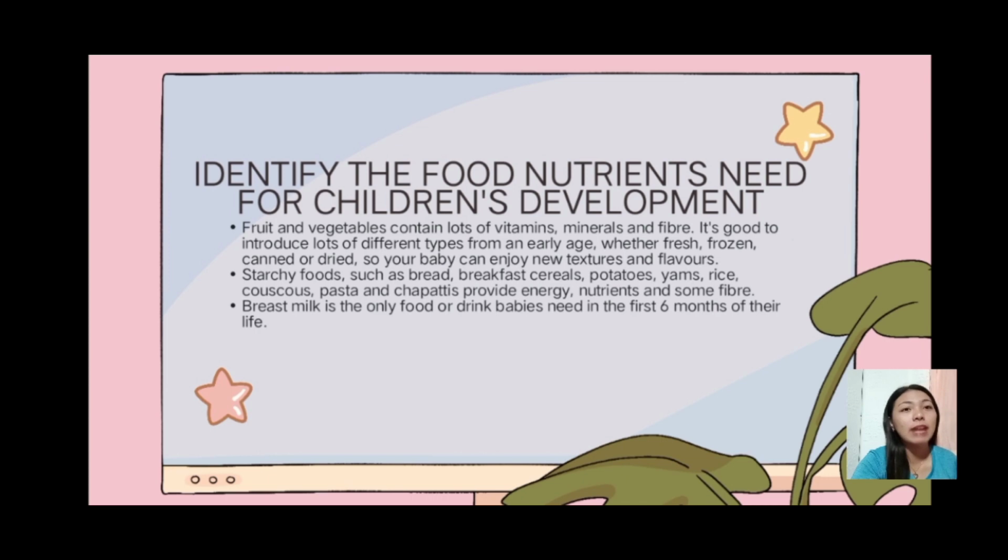Next is starchy foods, examples are bread, breakfast cereals, potatoes, yams, rice, couscous, pasta, and chapatis, which provide energy, nutrients, and some fiber. Next, breast milk is the only food or drink babies need in the first 6 months of their life.